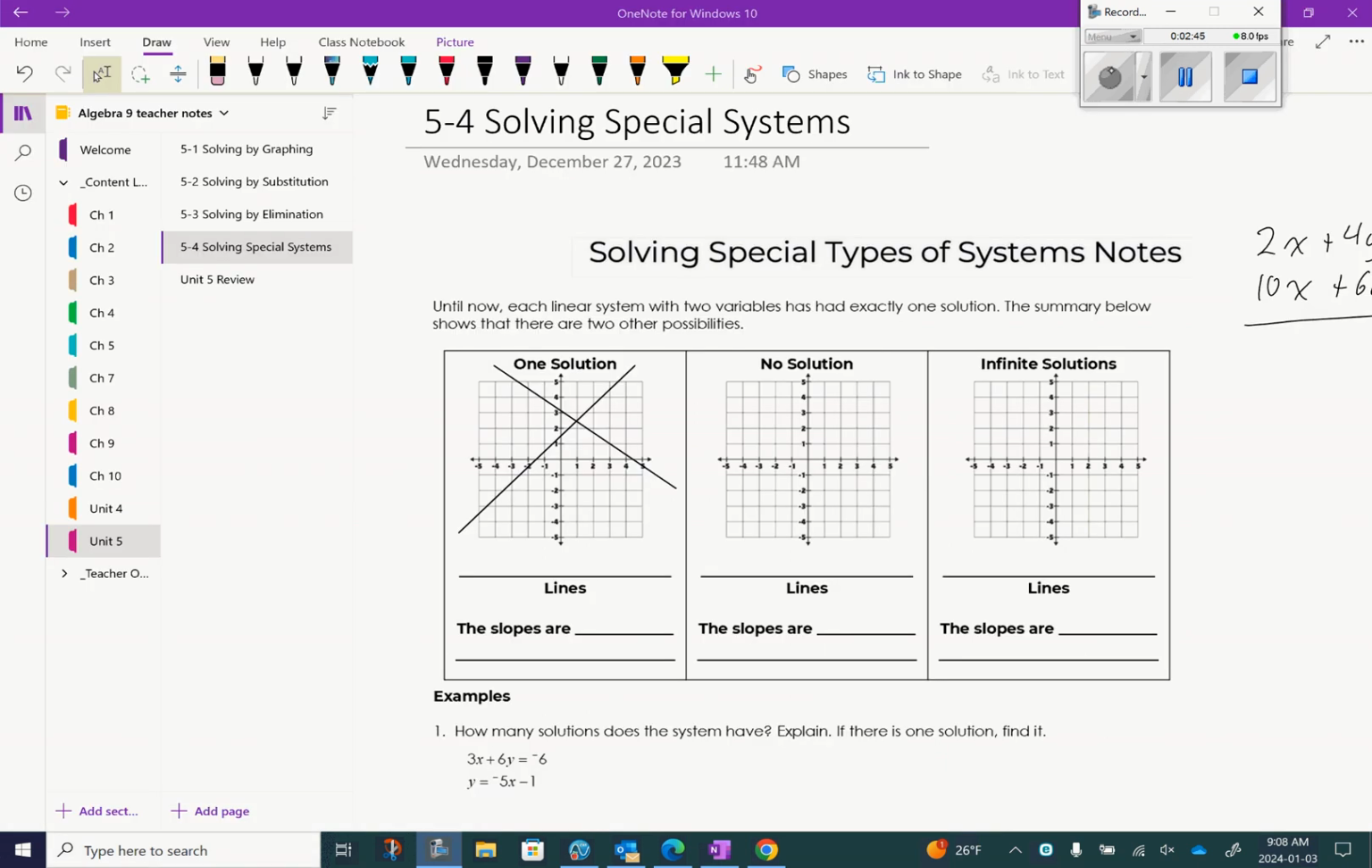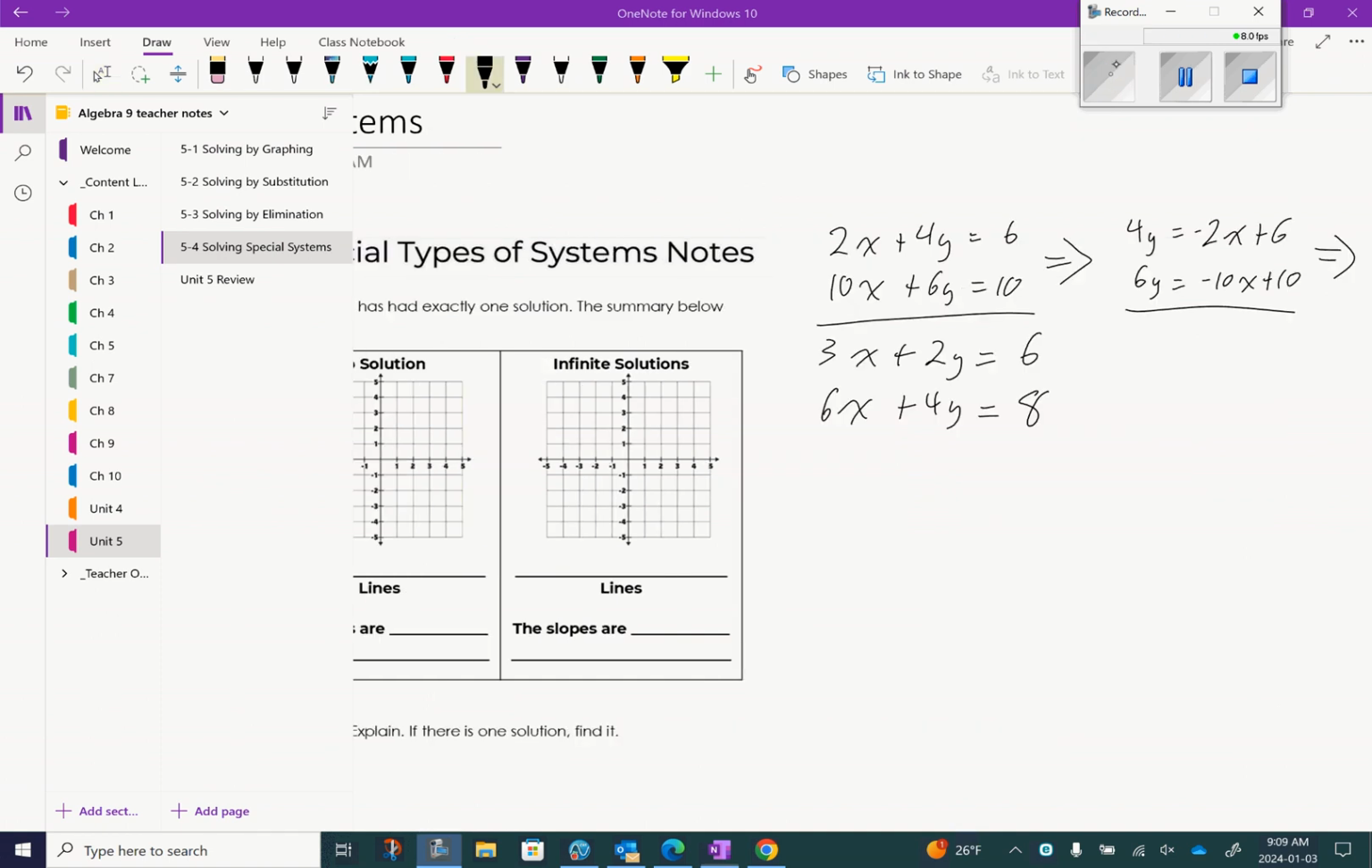We've seen this over and over again. But the chart that's showing us here says there are two other possibilities. Let's take a look at another pair. Again, I'm going to take these and transform them into slope-intercept form. So the first equation becomes y is equal to negative 3/2 x plus 3. The second one becomes y is equal to negative 3/2 x plus 2.